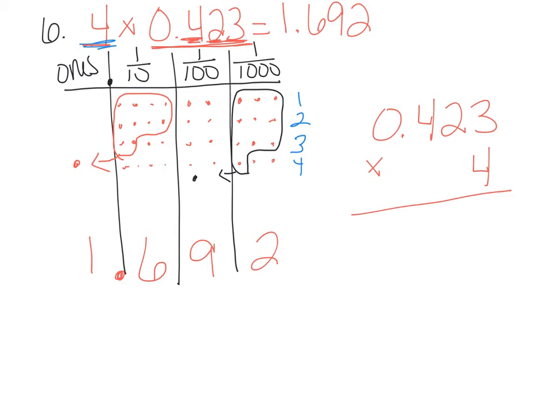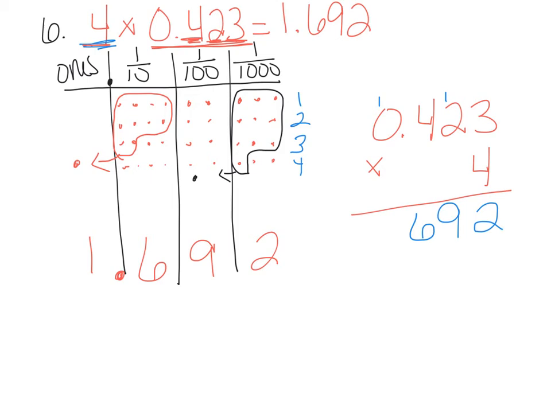So I have 0 and 423 thousandths times 4. So 4 times 3 is 12. So I write a 2, carry the 1, because 10 thousandths equals 1 hundredth. So that's where I get that 1. So 4 times 2 is 8, plus 1 is 9. 4 times 4 is 16. So I write the 6 and I carry that 1. And that means I have 10 tenths makes 1 whole.